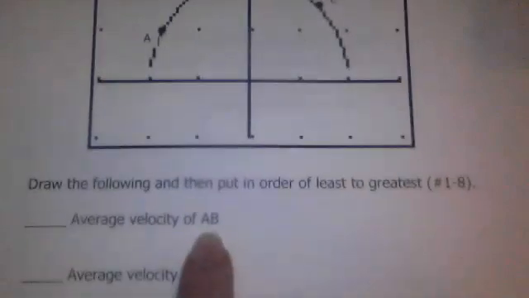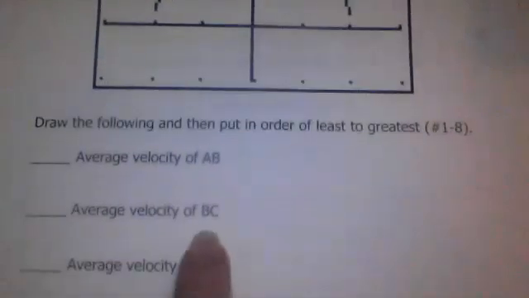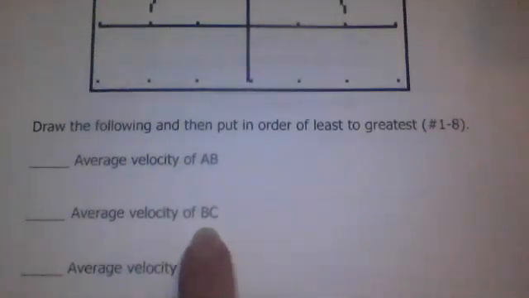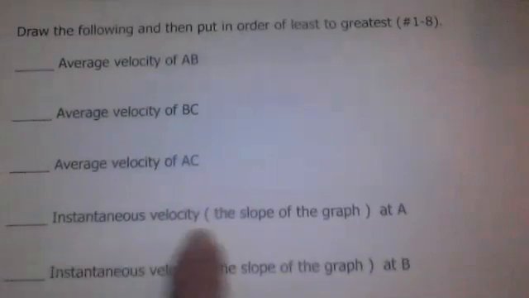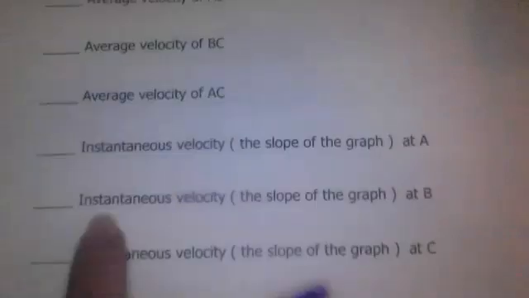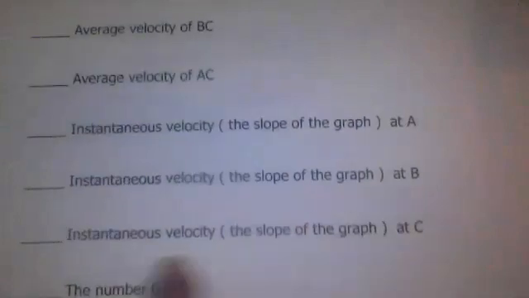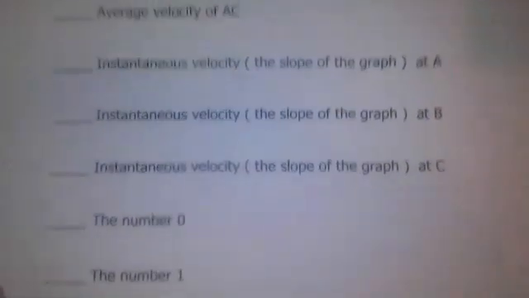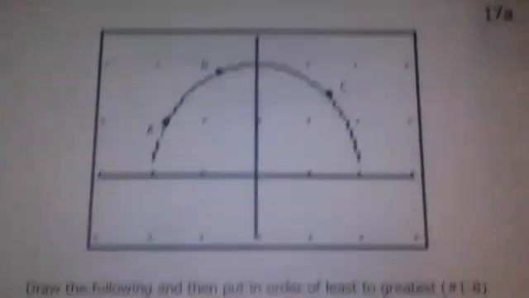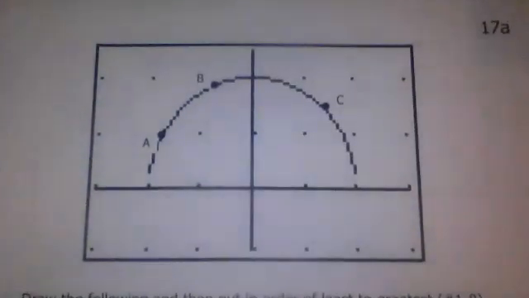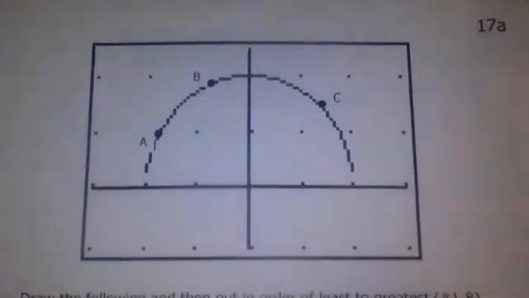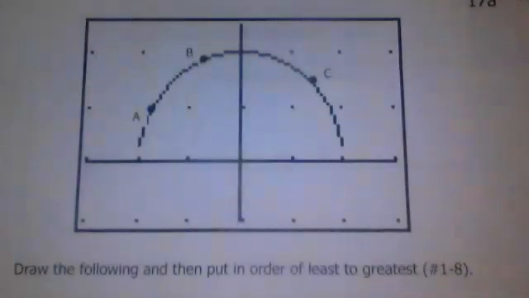Average velocity of AB, which would be the slope from A to B, average velocity of BC, slope from B to C, slope from A to C, instantaneous, so it's going to be the slope of the tangent line at A, slope of the tangent line at B, slope of the tangent line at C, a slope of 0, and a slope of 1. So what I'm going to suggest is that we just go ahead and sketch all those slopes so we can see them and then just compare them, because they want us to put them in order from least to greatest. So we'll be able to see which one is the steepest to the least steep.